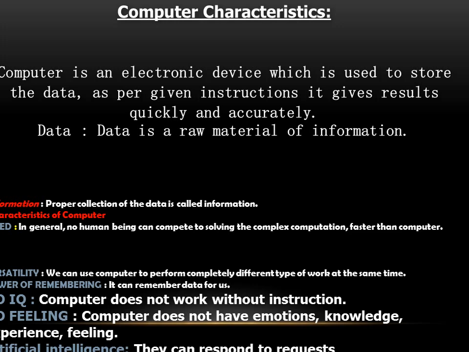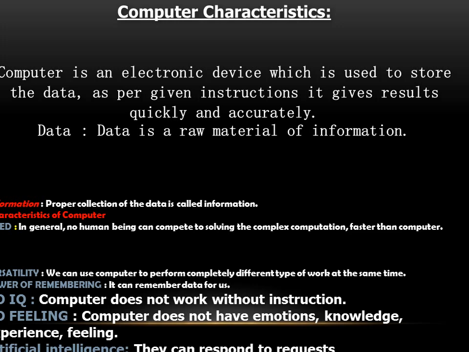Another item is versatility. We can use computers to perform completely different tasks at the same time. Versatility is multitasking, doing different types of work or items. Power of remembering. It can remember data. It has the ability to store and retrieve or remember what you had entered.